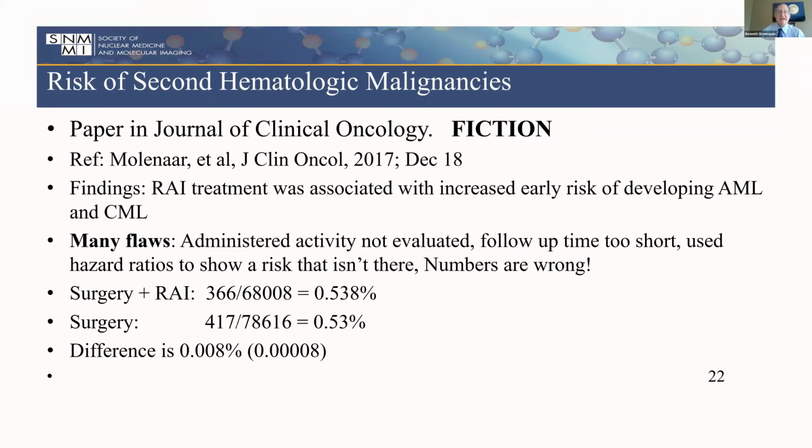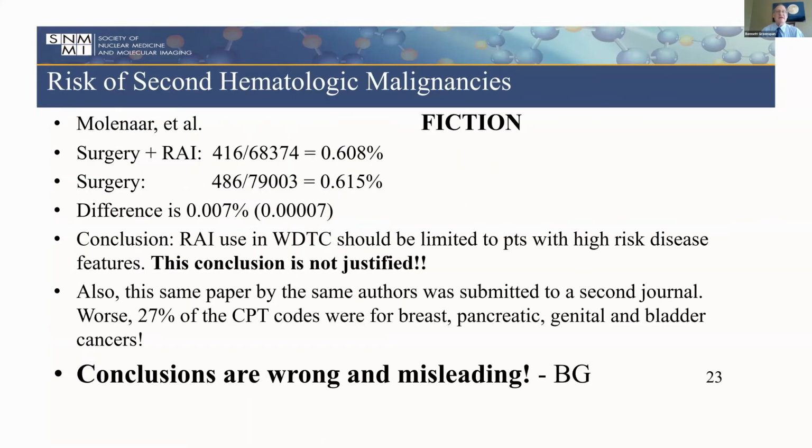And you can see the percentages are virtually identical, 0.538% versus 0.53%. That's about as close as you can get. And adding them up a different way, 416 out of 68,000 is 0.608%. Surgery alone, 486 out of 79,000, 0.615%. Again, they're basically the same.